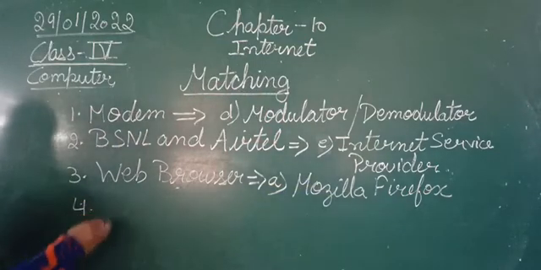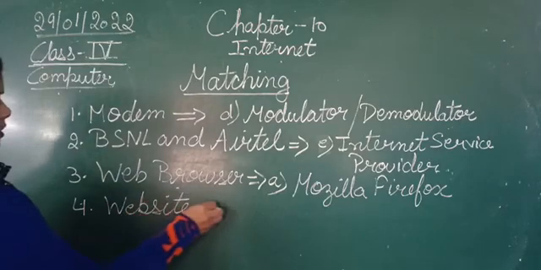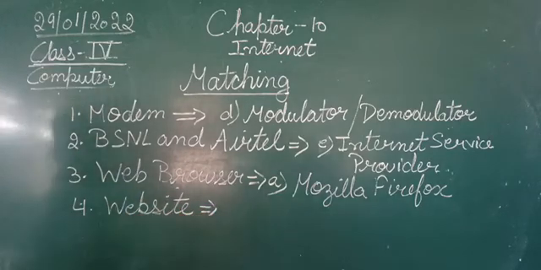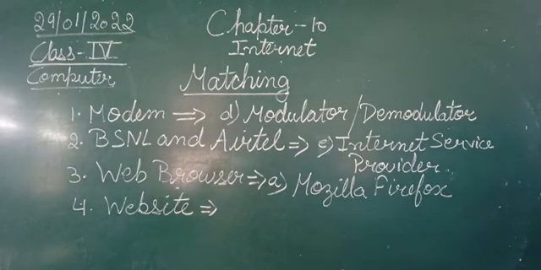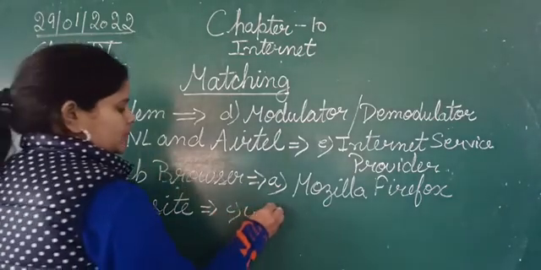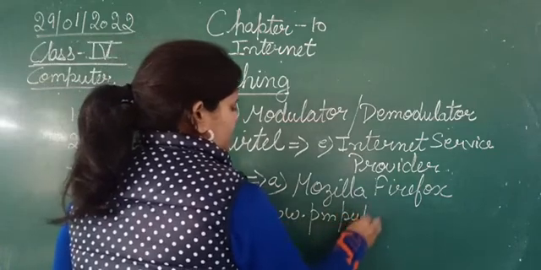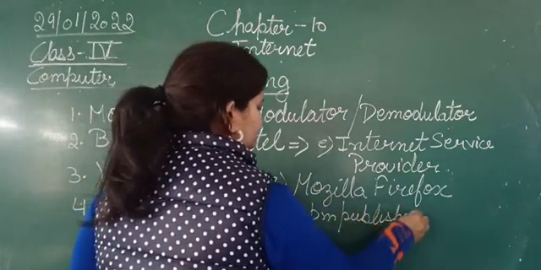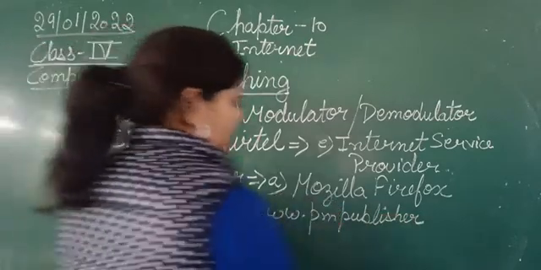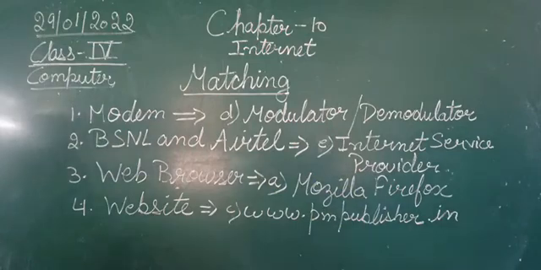Next, the fourth one, that is website. So what is a website? This is given as option number C, www.pmpublisher.in. That is a website.